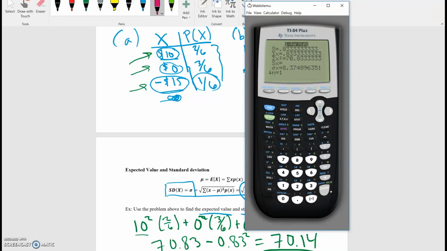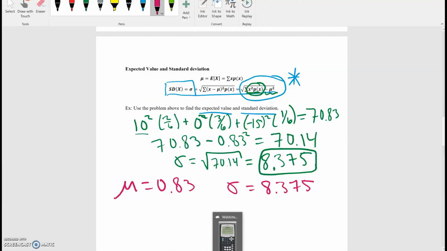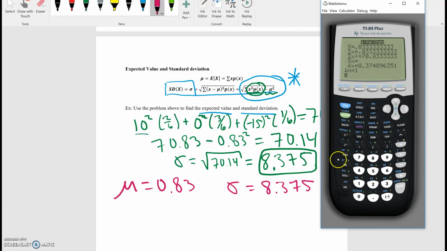Okay, so let me go a little down to the magenta ones. So notice that my mean is x bar 0.833, right? My standard deviation sigma 8.375, right? In order for me to know if I did it right, n has to equal 1, okay? That means that I'm sampling from the entire population, okay?